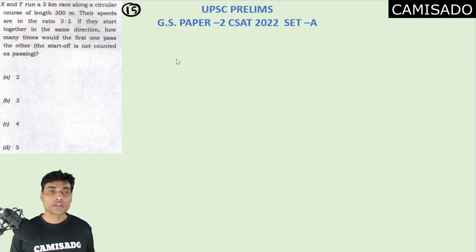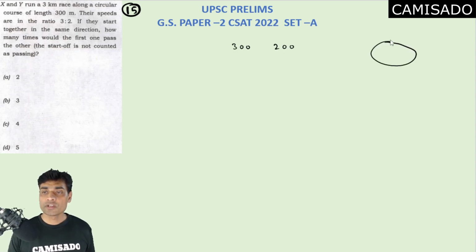Next, X and Y run a 3 km race along a circular course of length 300 meter. Their speeds are in the ratio 3:2. If they start together in the same direction, how many times would the first one pass the other? Start off is not counted. So basically let the speeds be something like 300 to 200, 3:2 is the ratio, so I am taking this. In a circular track, suppose this is the starting point, they have to travel a total distance of 3 km, that is 3000 meter. We have to find out, in 3000 meters when they both start running at the same time on the circular lap, how many times will they cross each other.